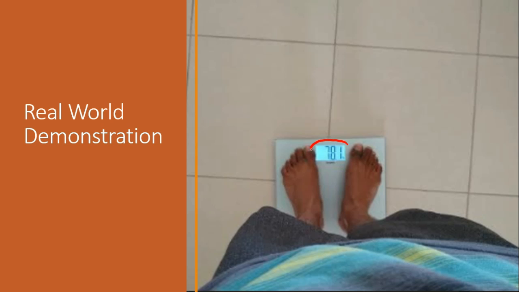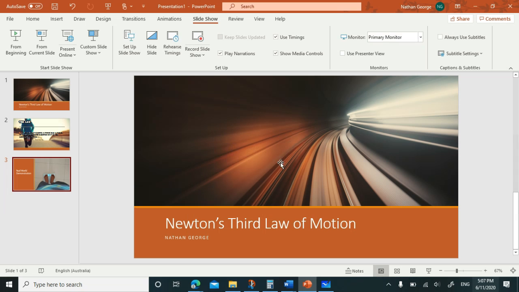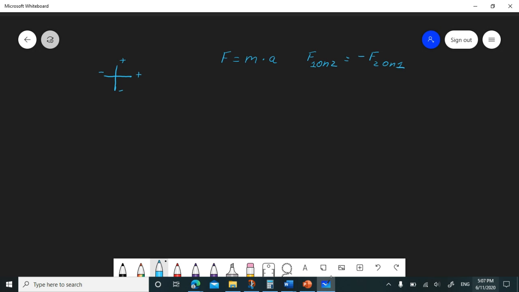And using this mass value that we can see here, we can calculate exactly what that force is. So if we take a quick look over here, we can see this equation: force is equal to mass times acceleration. So we can take these two values to find our force. And we can see this equation here, which says force 1 on 2 is equal to negative force 2 on 1. And all that's basically saying is that the force that object 1 exerts on object 2 is equal to the force that object 2 exerts on object 1, except in the negative direction.